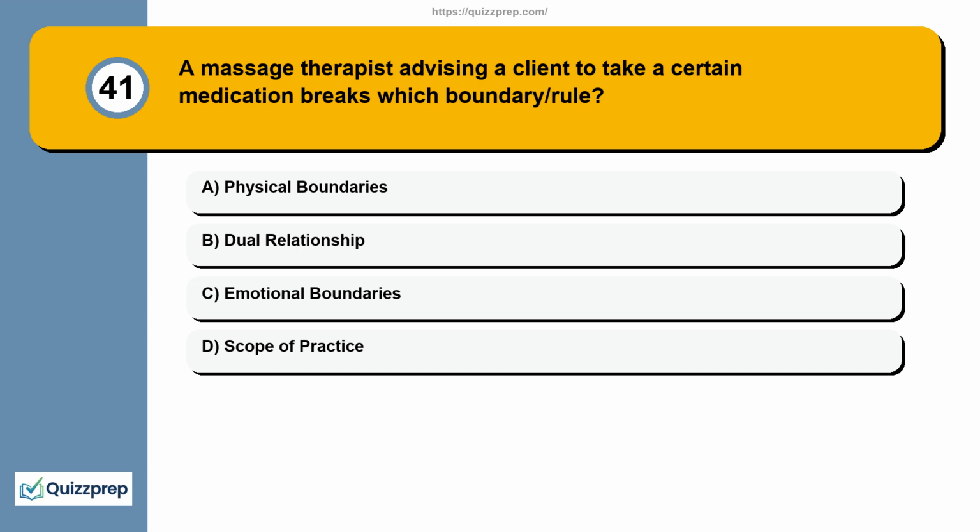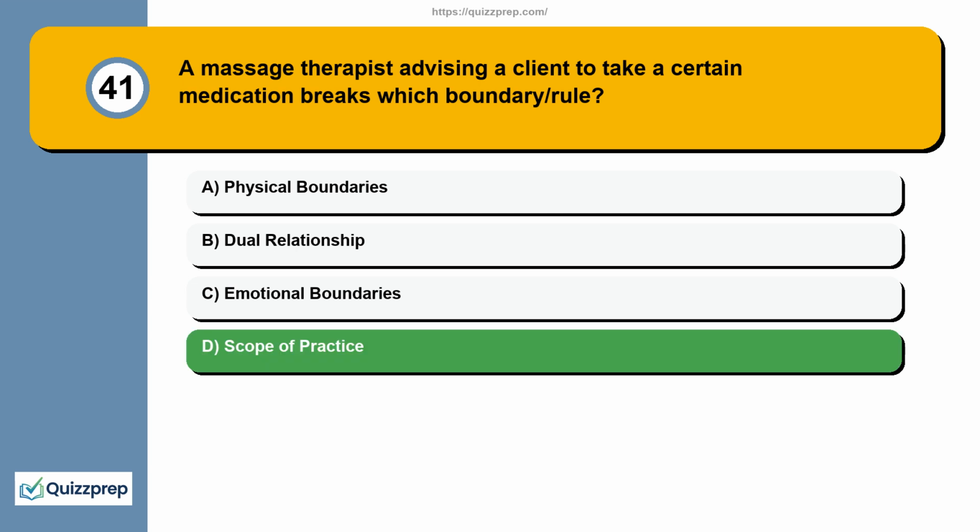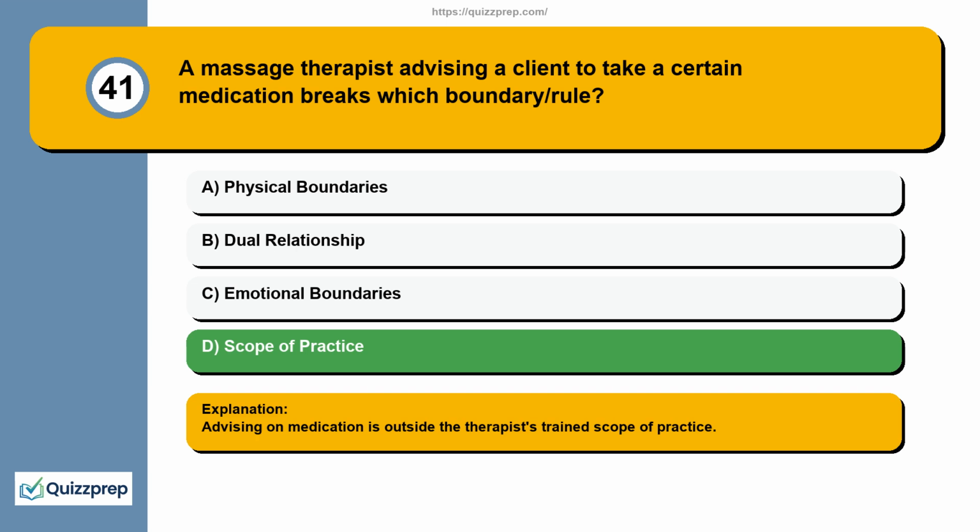Question 41. A massage therapist advising a client to take a certain medication breaks which boundary or rule? Physical boundaries, dual relationship, emotional boundaries, scope of practice. Advising on medication is outside the therapist's trained scope of practice.